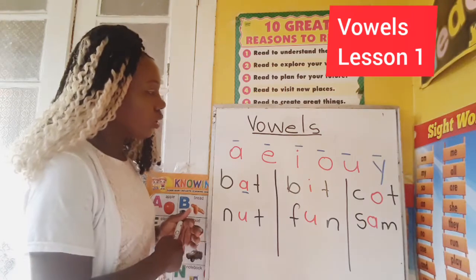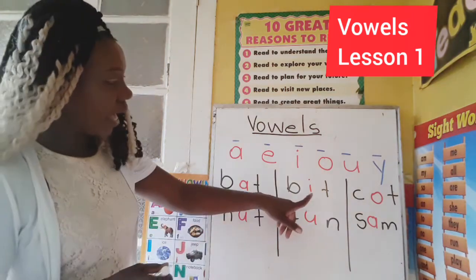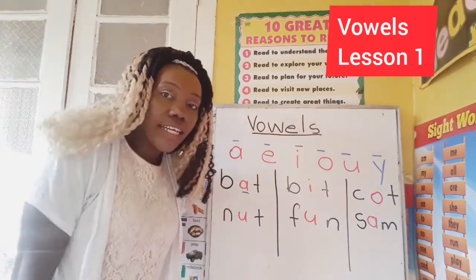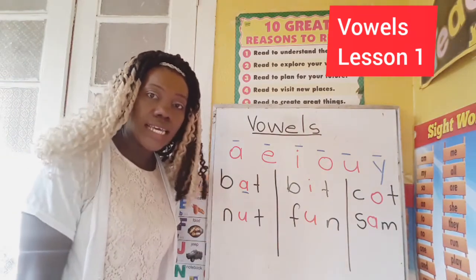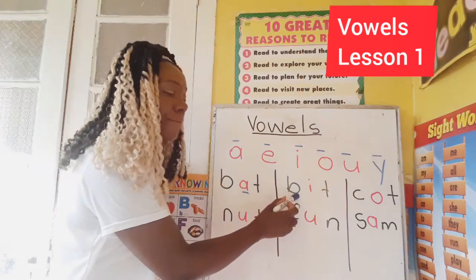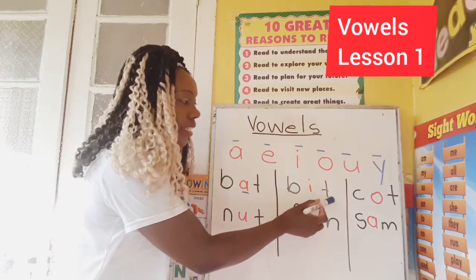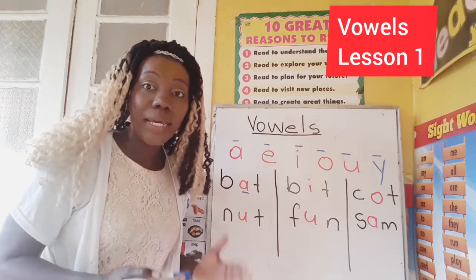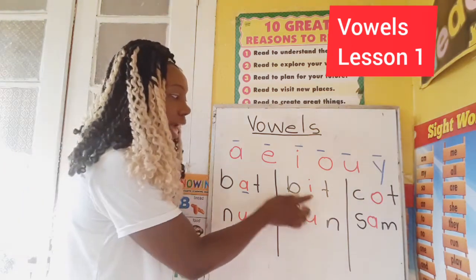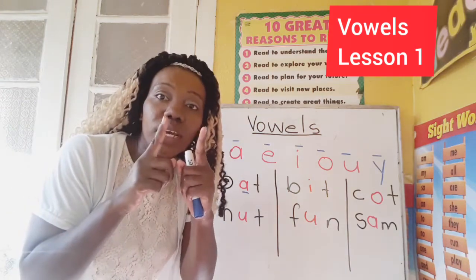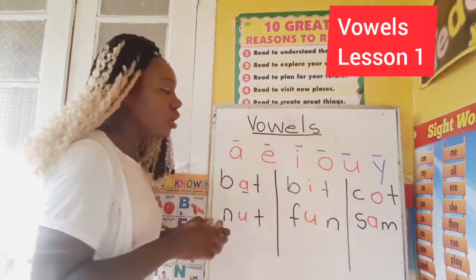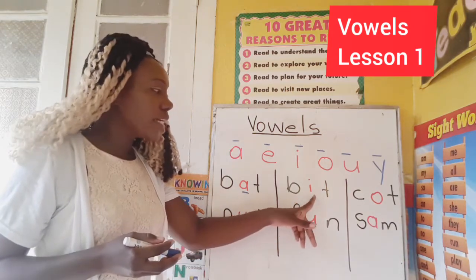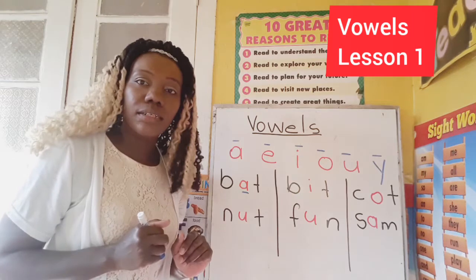Now let's go to I. And the short sound for I is the hiccup. I, I, I. B, I, T. And what's that word? Bit. The word is bit. So in this word, the I makes the short sound because it's between two consonants. So it says bit. B, I, T, bit.